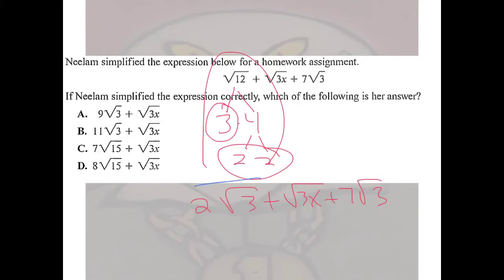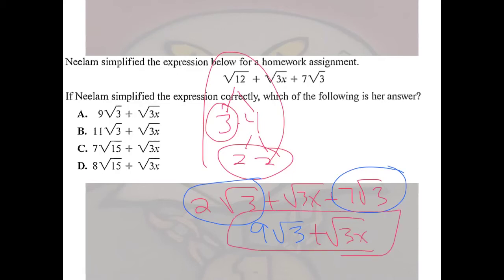These are like radicals here. So guess what? That's like 2x and 7x, and I'm going to add those together to get 9x, but in this case it's 9 times the square root of 3. And this is not like terms. That's like a y. So I'm going to keep those separate, and there's my final answer, which is, of course, answer choice A.